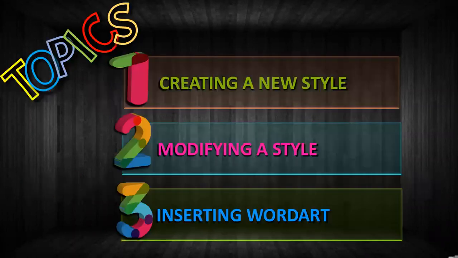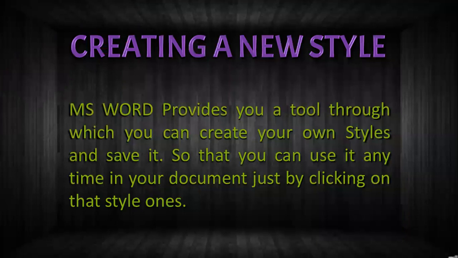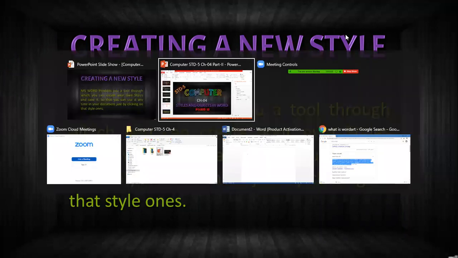Today the topics which we are going to discuss are creating a new style, modifying a style, and inserting word art. So, let's start with creating a new style. MS Word provides you a tool through which you can create your own styles and save them so that you can use them anytime in your document just by clicking on that style once. So let's see how we can create that style in the MS Word application.